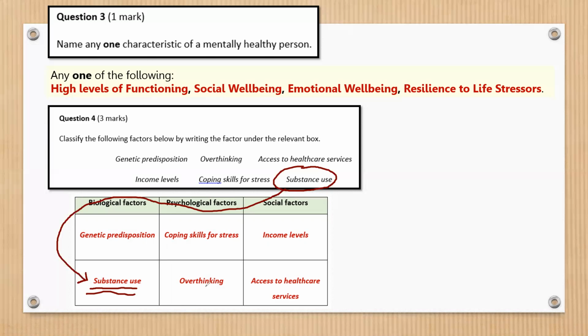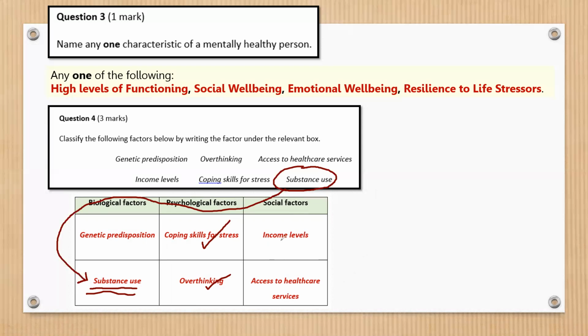Psychological factors, pretty straightforward. Overthinking, coping skills for stress are obviously internal and influenced by who you are and what you do. Social factors are things from outside, like income levels, which is dependent on what kind of a job you have, what access to employment options you have. So that's from outside of the person, so that's why it's an external factor.